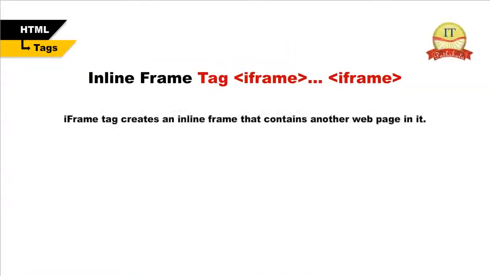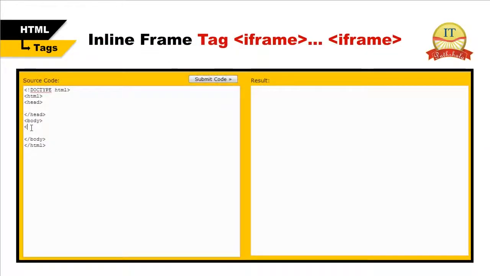Iframe tag. The iframe tag creates an inline frame that contains another web page in it. In the following example, we shall create a frame using the iframe tag of dimensions 400 by 500 containing the IT Pathshala website in it.